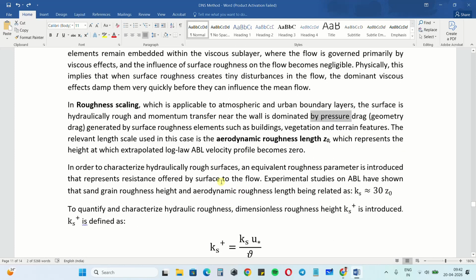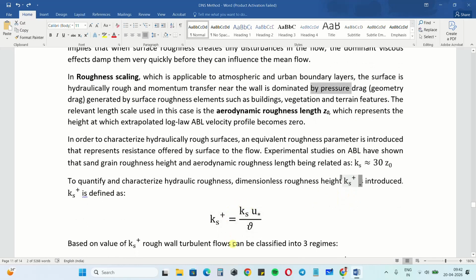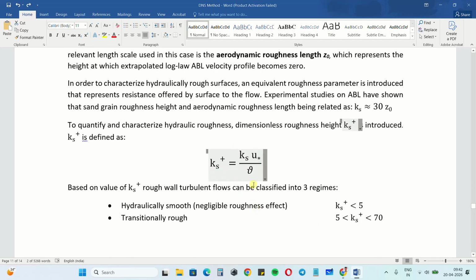So we have something for that in the literature that's called non-dimensional sand grain roughness height, Ks plus, and that is defined as this, where Ks is the sand grain roughness height, and that is related to the aerodynamic roughness length. Okay, and aerodynamic roughness length is the height where, when you extrapolate the velocity profile, it intercepts the y-axis. Okay, so that's that height. And you have friction velocity and kinematic viscosity.